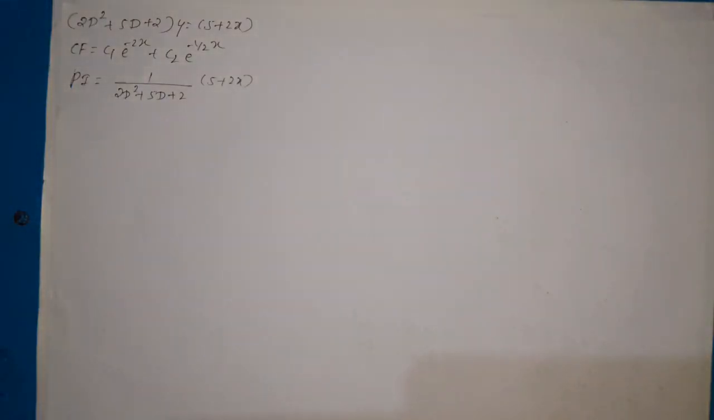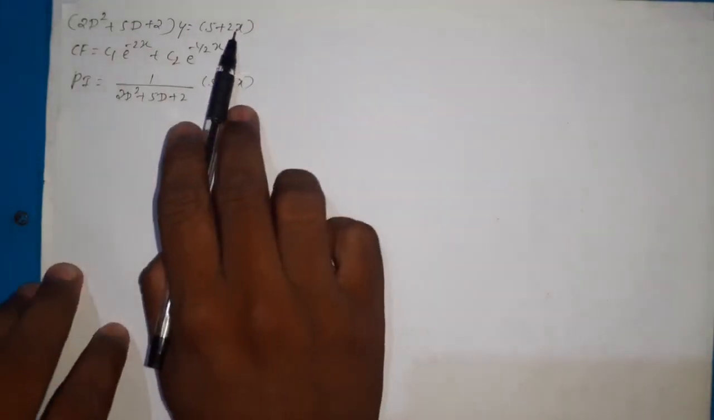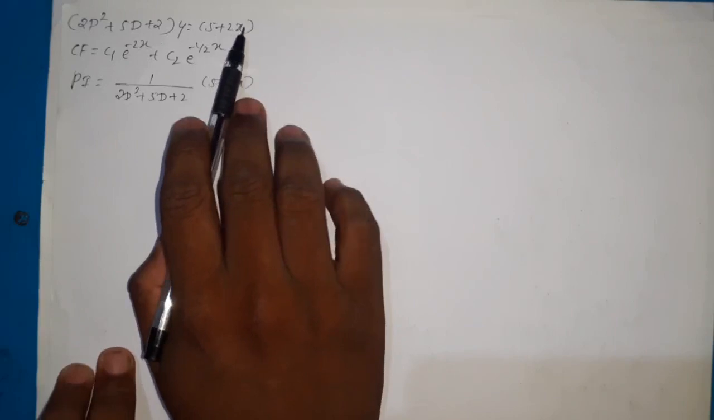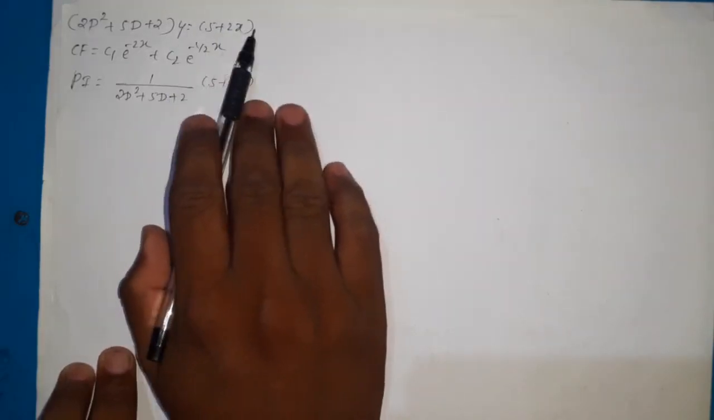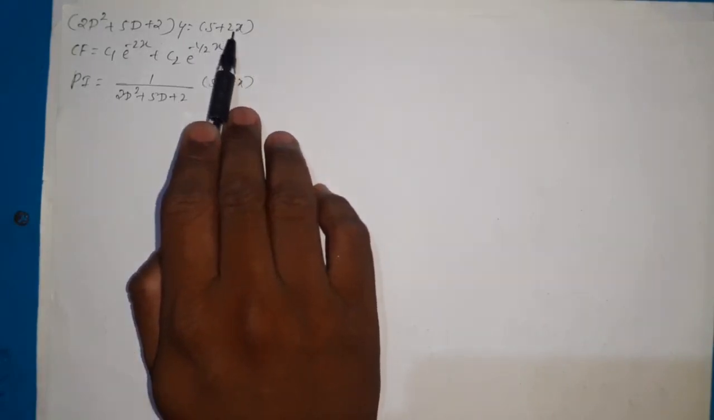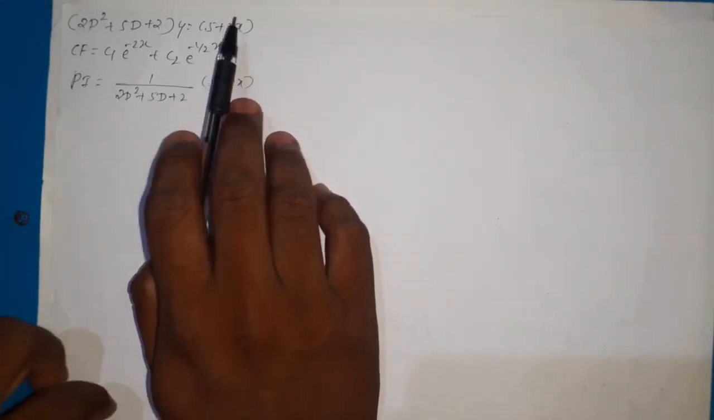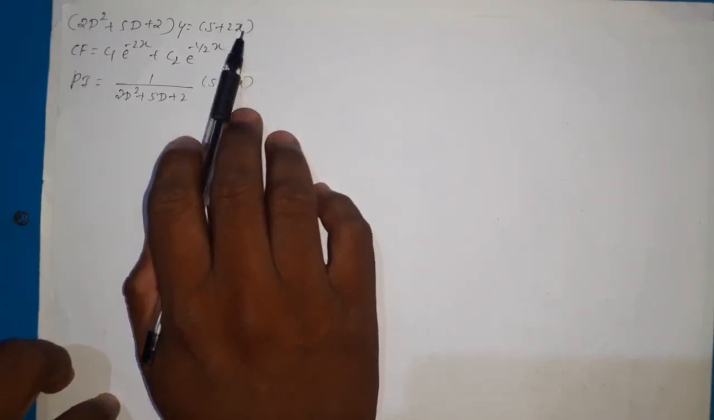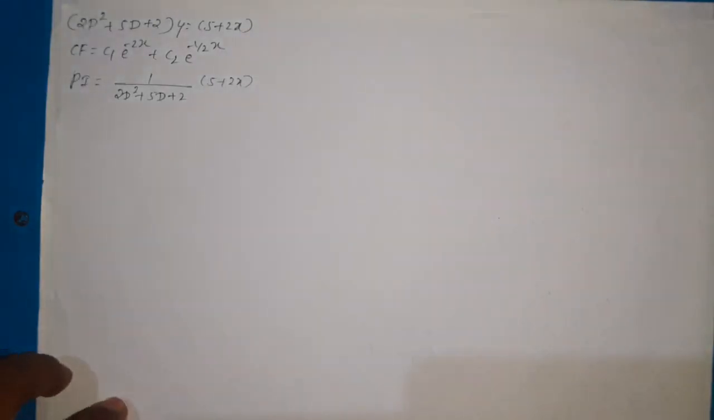The next example is (2D square plus 5D plus 2) y is equal to 5 plus 2x. So here RHS is of the form x power m only, because here it is a linear factor of x, means the power of x is 1 in the second term and here power of x is 0. So we can differentiate this function because 5 plus 2x, its first order derivative is 2 and the second order derivative is 0. So therefore we can differentiate this such that the sum of its derivatives is equal to 0.